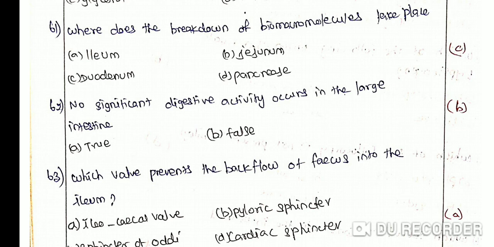No significant digestive activity occurs in the large intestine. Option A true, option B false. The correct answer is option B, false. No significant digestive activity occurs in the large intestine. The only known function of the large intestine is absorption of water, minerals and certain drugs. The inner layer of the large intestine also secretes some amount of mucus, which helps to bind the waste particles together.